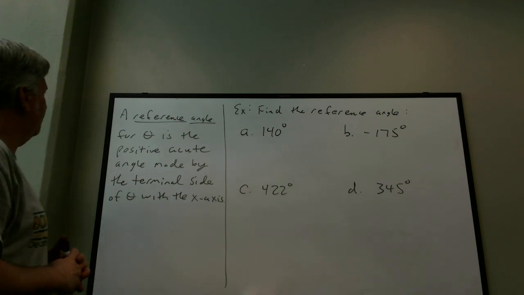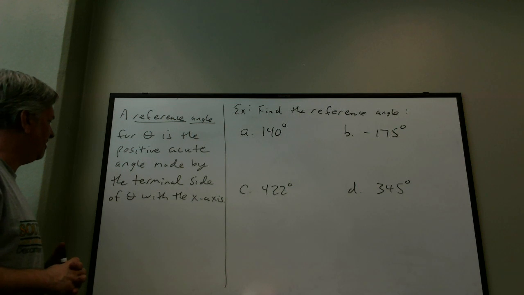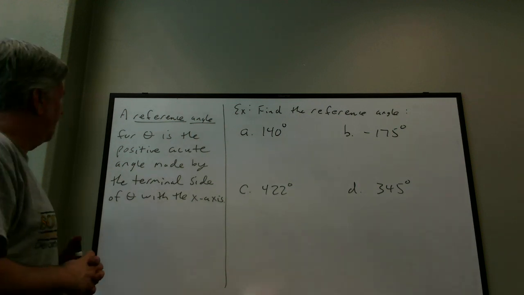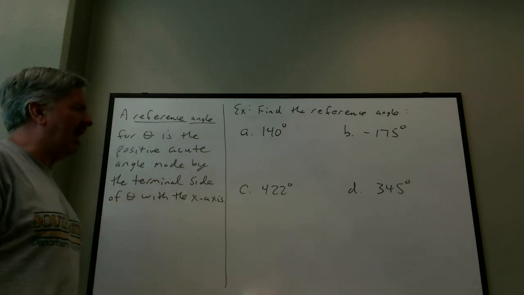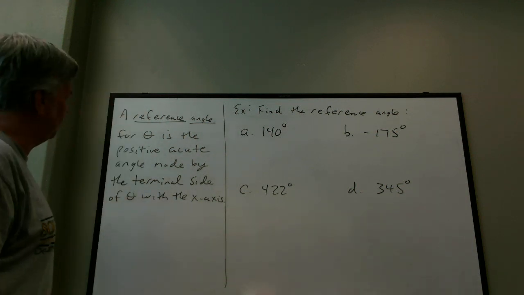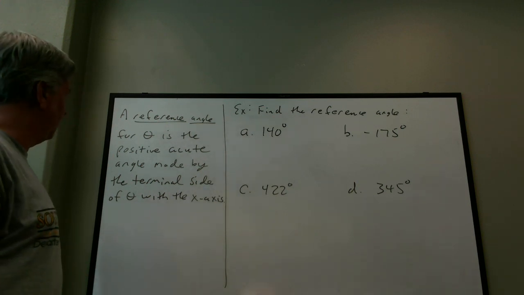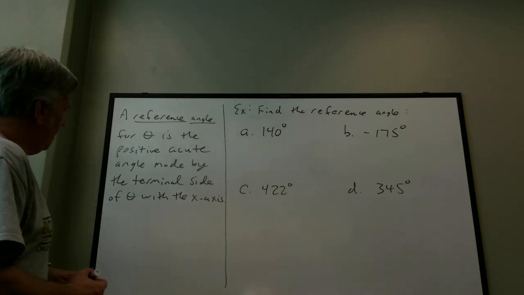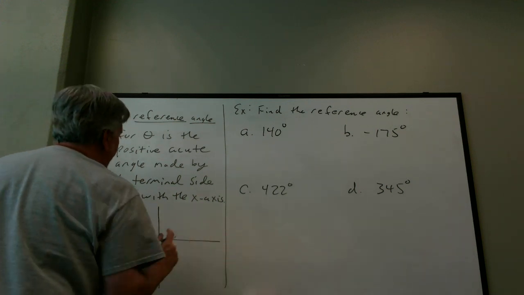A reference angle for theta is the positive acute angle made by the terminal side of theta with the x-axis. This book is using the notation theta prime for the reference angle. I'm not sure if that's standard notation. I'll just always say the reference angle. I won't use the notation theta prime. Well, let's draw a picture in each of the quadrants to see what this is saying.